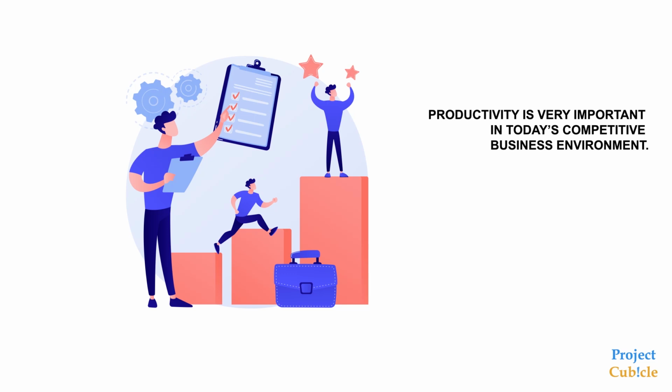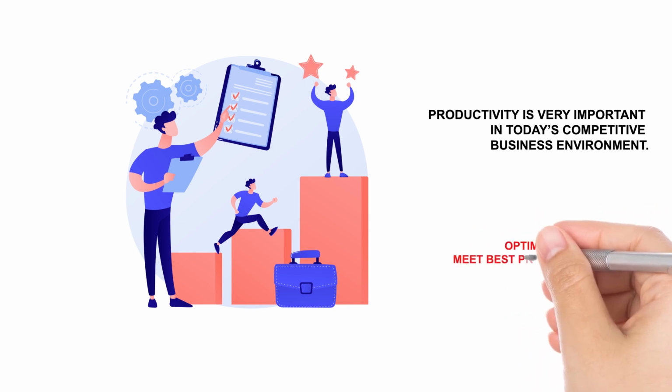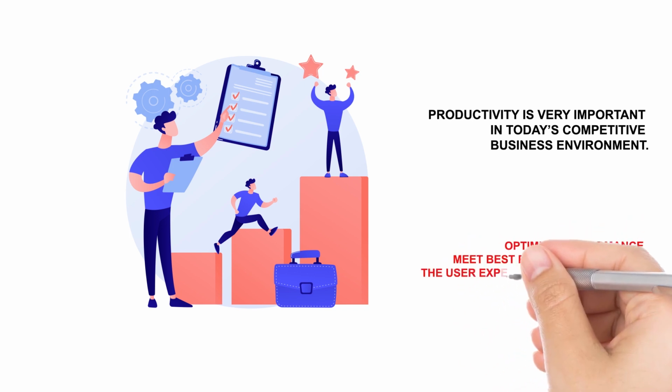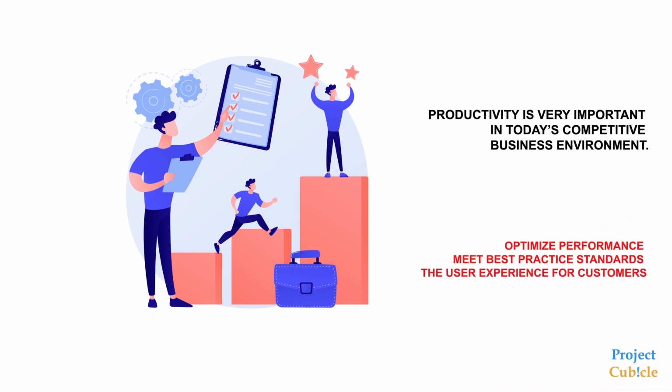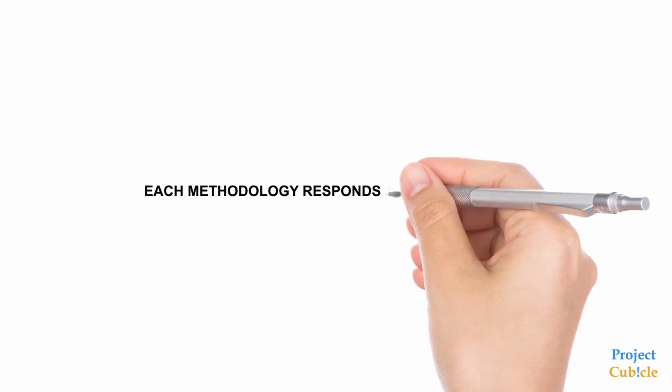Process improvement involves the business practice of identifying, analyzing, and improving existing business processes to optimize performance, meet best practice standards, and improve the user experience for customers. There are many different methodologies available to help your organization achieve process improvement. Each methodology responds to a different need.